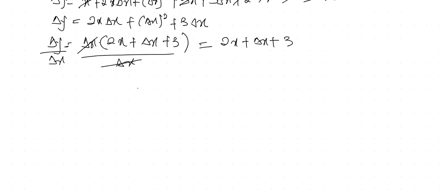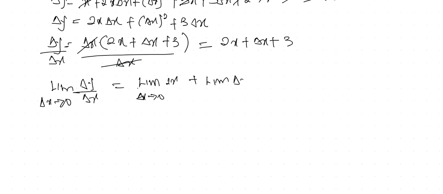So taking the limit of both sides as change in x approaches 0, then you have the limit of change in y over change in x as change in x approaches 0 equals the limit of 2x as change in x approaches 0, plus the limit of change in x as change in x approaches 0, plus the limit of 3 as change in x approaches 0.